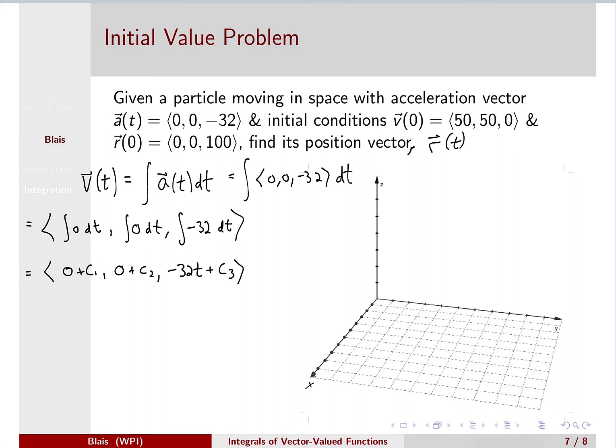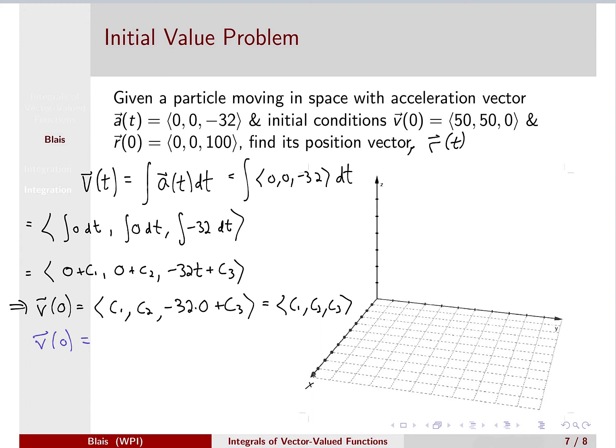We now want to lock down that constant, so we note, using this, that if we plug in t equals 0, v of 0 is c1, c2, minus 32 times 0 plus c3, or c1, c2, c3. From our initial condition, v of 0 also must be equal to 50, 50, 0. And these two must be the same.